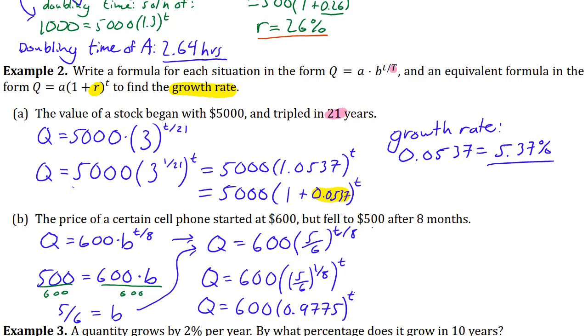Now what is the r? We want to write this as Q equals 600 times 1 plus something. That something's going to be the r here. Oh, and that to the power t, forgot that. So the question is, what can you add to 1 to get you 0.9775?